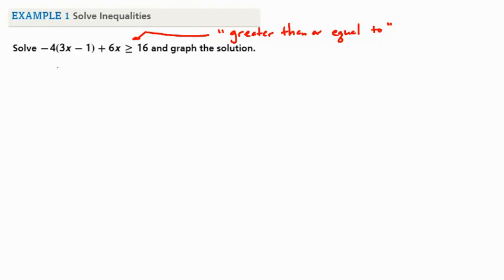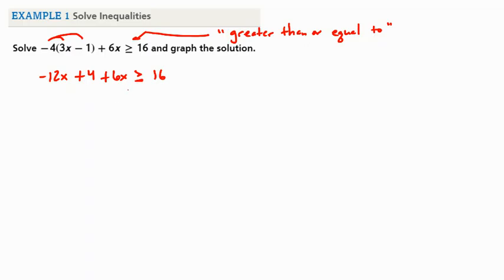So we are going to solve this the exact same way you solve an equation. So the first thing is we're going to distribute. I see parentheses, so we're going to distribute this -4 into the parentheses. So -4 times 3x is -12x. -4 times -1 is +4. Bring down the plus 6x. Bring down the greater than or equal to. Bring down the 16.